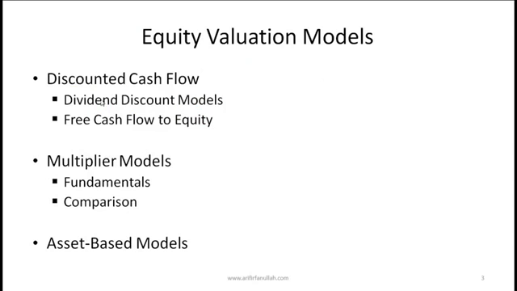Here I'll just give you an overview, and then in subsequent slides we will get into details. So one category is the discounted cash flow method, and in discounted cash flow methods essentially we are forecasting future cash flows and then discounting them to get a present value. These two subsets simply are based on what cash flow we are discounting. As you can imagine, in the dividend discount model we discount future dividends. In the free cash flow to equity model we discount the free cash flow to equity.